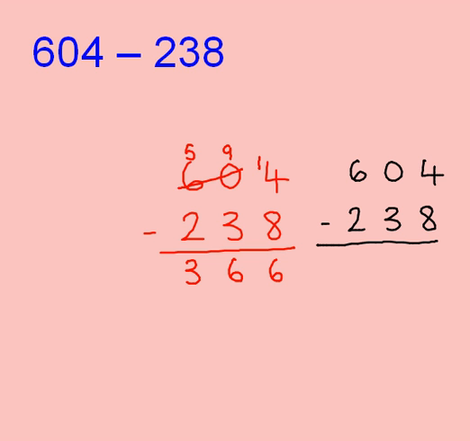Just out of interest, a lot of people do this question in a slightly different way. 4 take away 8 is a problem. They want to borrow from here, but there's nothing to borrow from. So we borrow from the 6, making it a 5, and put the 1 here, so that we now have 10. Now we can borrow from the 10 and make it 9, and put the 1 here. 14 take away 8 is 6. 9 take away 3 is 6. And 5 take away 2 is 3.